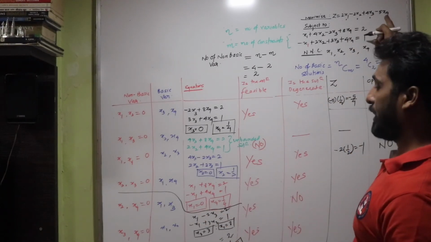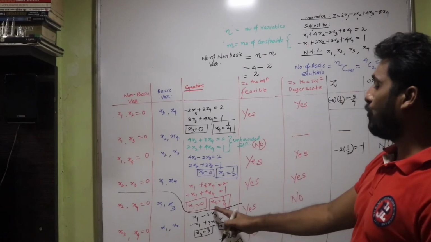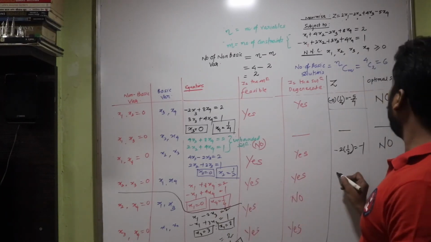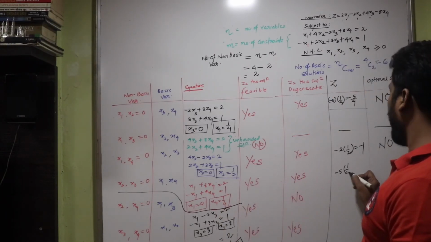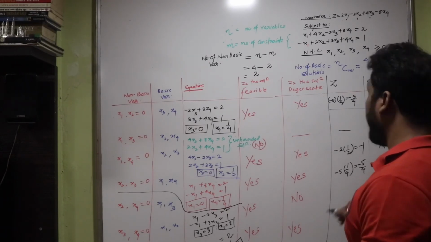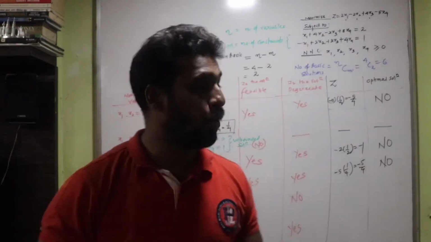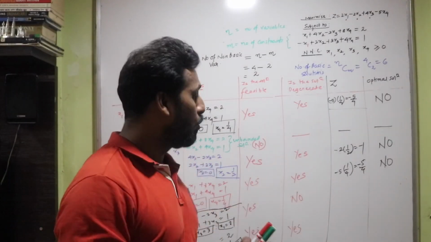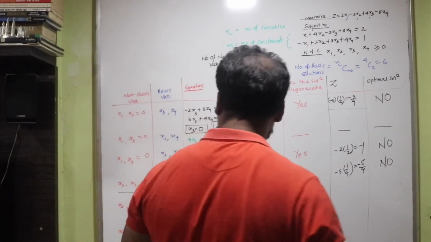So left is minus of 5 x4. x4 came 1 by 4. So here minus of 5 into x4 is 1 by 4. The answer came minus 5 by 4. Again negative answer I have got. That means it is also not an optimal solution. Let's move ahead.